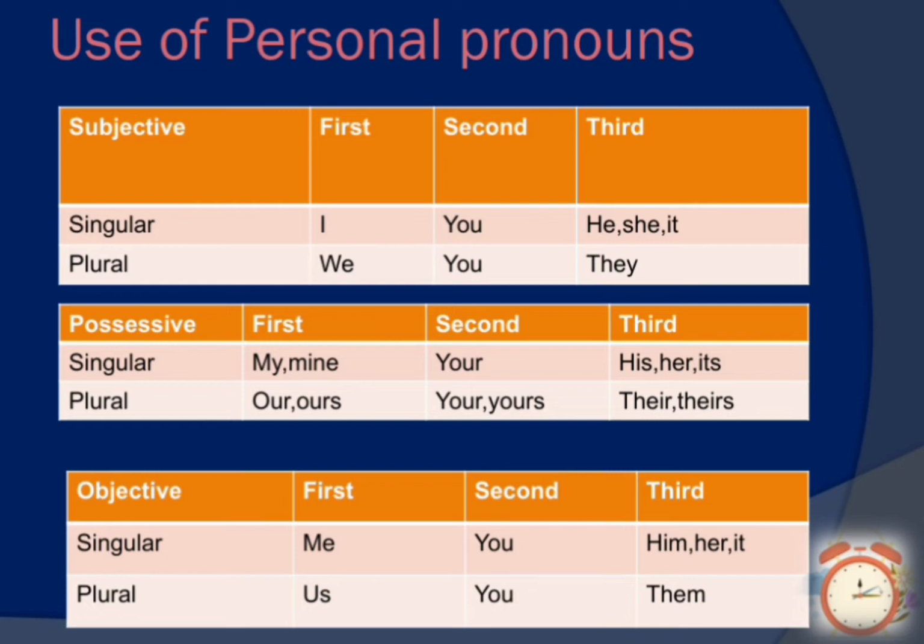For objective case, singular. First, me. Second, you. Third, him, her, it. For plural objective case, first, us. Second, you. Third, them.